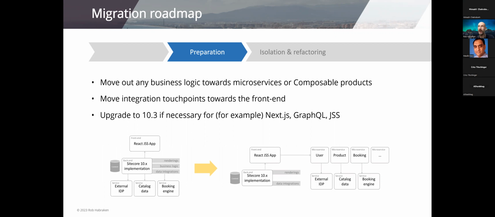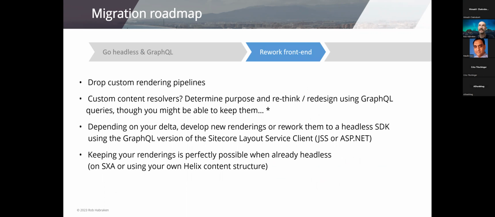Yeah, so that's the isolation and refactoring step. And this is going to take up some time if you have an advanced solution with a lot of integrations. And the next step is to go headless, if you're not already headless, and preferably GraphQL. As I said, you want to drop custom render pipelines and maybe rethink or redesign your custom content resolvers. And I have a section about this challenge later on in the talk.